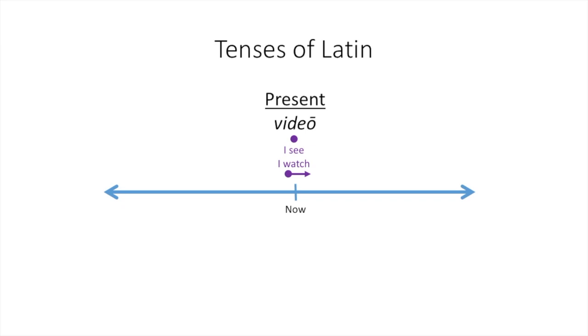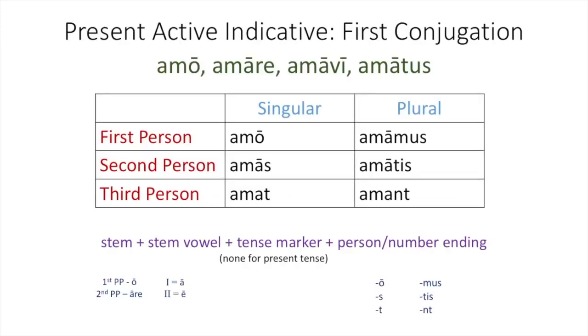You remember that the present tense can be a one-time action, like I am saying a word or I see the house, or it can be an ongoing action, like I am saying many words or I am watching the movie. Now, if you remember how to form our present tense for first and second conjugations, it would look like this. You take your stem vowel. You don't add a tense marker because it's present tense, and then you add your person and number endings: -o/-m, -s, -t, -mus, -tis, -nt. This is exactly how you form your present tense for third conjugation, but there are a few differences.